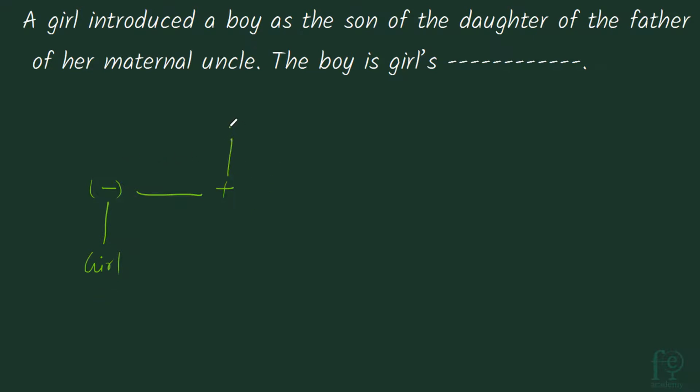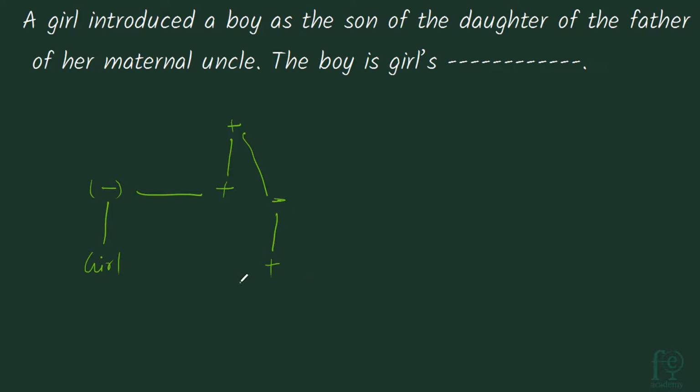Okay, so here father is coming. So father of her maternal uncle, daughter of the father. Daughter of the father means again likewise it can come. So it can be the mother itself or it can come here. So we don't know whether it is sister or not. Then son of the daughter of the father of her maternal uncle. So here son is coming. So we have represented the diagram.